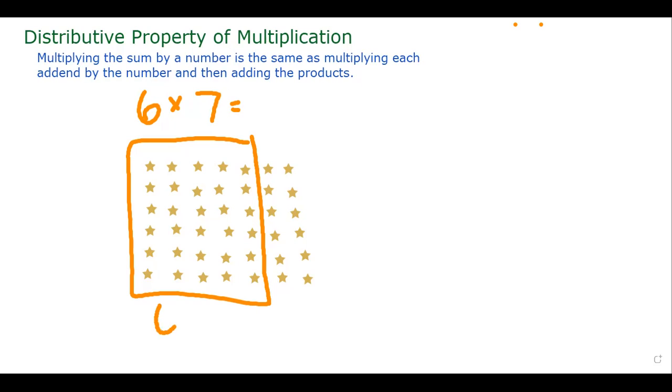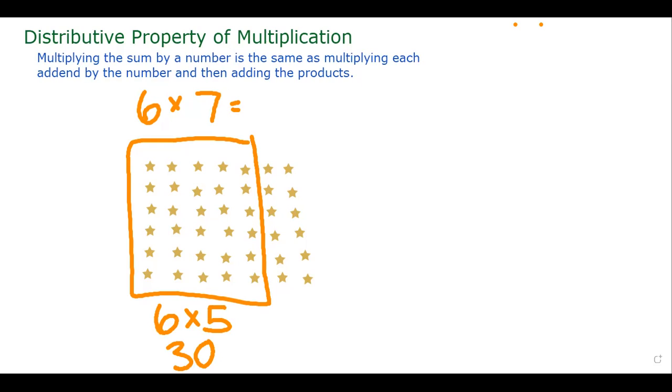I still have 6 rows. I'm multiplying it by 1, 2, 3, 4, 5 columns. So 6 times 5, I'm going to multiply 6 times 5. 30. And if I'm unsure, I can always count the stars inside the array.